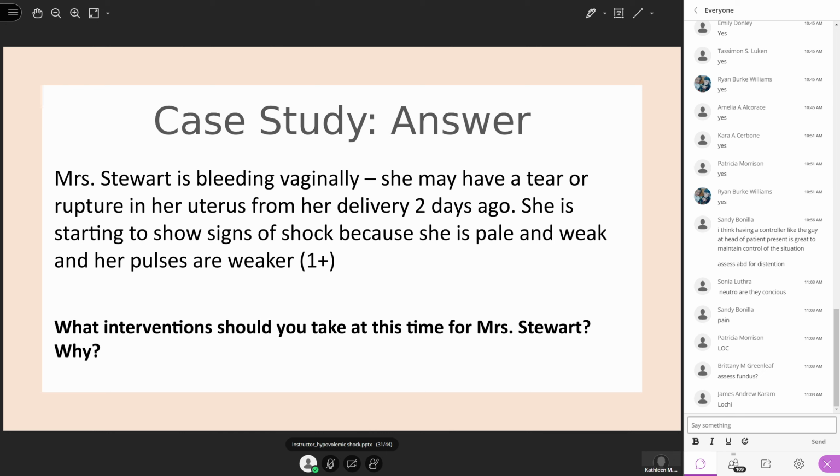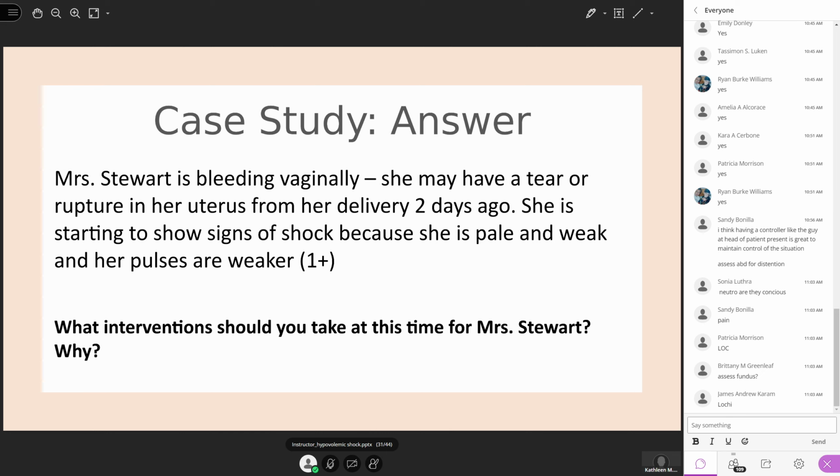Ryan, what else? Lay the patient flat. Possibly in the Trendelenburg position, but I think it might be a little early to start going head down, legs up. Yep. But definitely lay her flat. Perfect. Excellent. I love that answer.